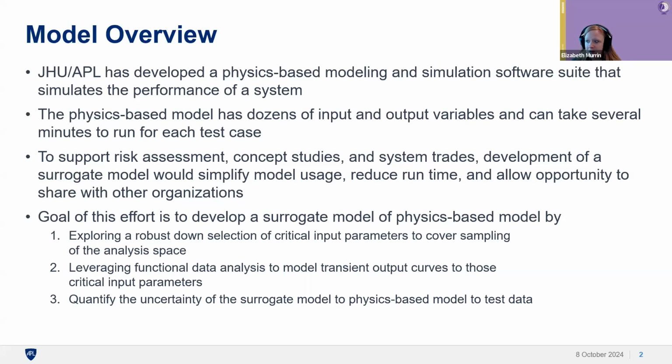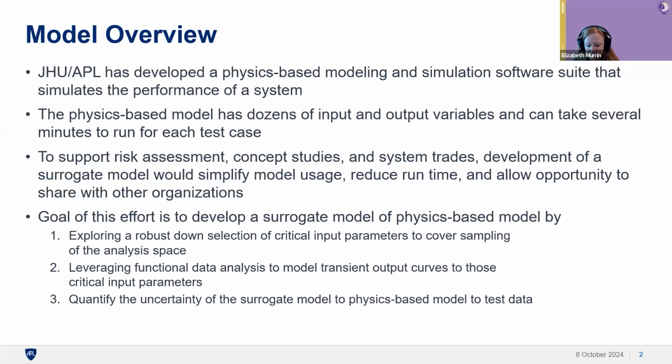The goal of this effort was to do three things. First, we wanted to explore a robust down selection of critical input parameters so that we're covering the entire analysis space. Two, we wanted to leverage functional data analysis so that we could look at the entire transient profile curves for those input parameters. And lastly, we wanted to quantify some of the uncertainty.